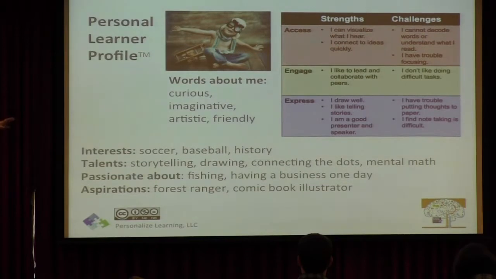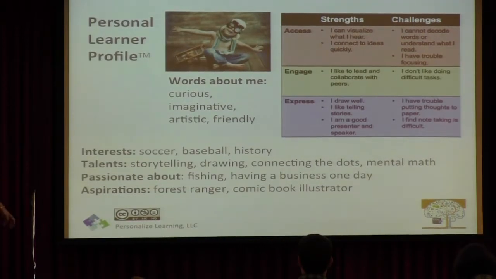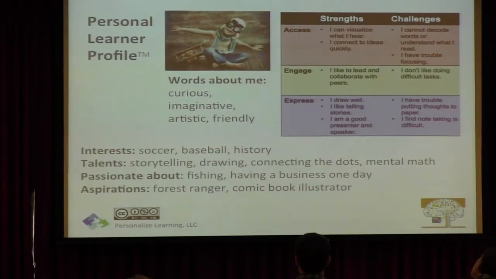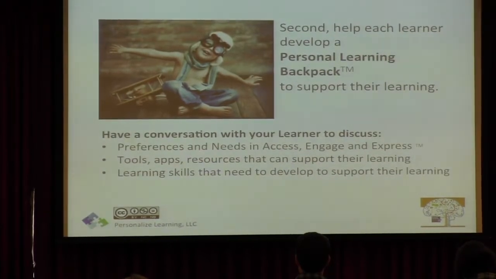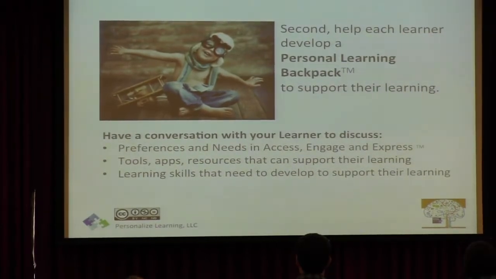And then this here just gives you sort of a glimpse of one child here. So this is a child that has challenges in reading, but actually has some excellent skills around expression. Okay, this is something that we would want to know. And this is really for every kid, not just for a select number of children, but all children. Then in the second step, by the way, we want them to develop a personal learning backpack to support their learning. So that's where your conversation begins. You know, you have that conversation.